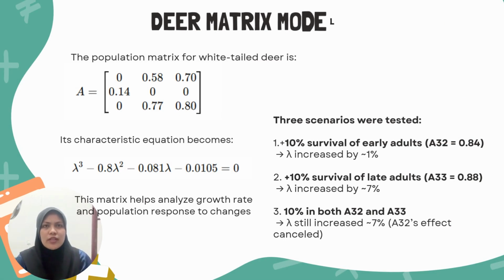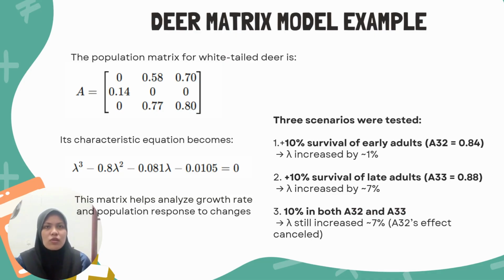In the deer model, they calculated the characteristic equation and found lambda^3 - 0.8 lambda^2 - 0.081 lambda - 0.0105 = 0. Then they tested how changing some of the matrix values affects lambda. They tried 3 strategies. Firstly, increase survival of early adults, A32, by 10%. The result is that lambda increased by 1%.